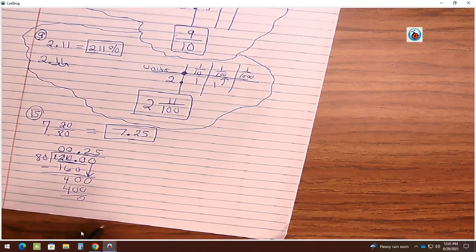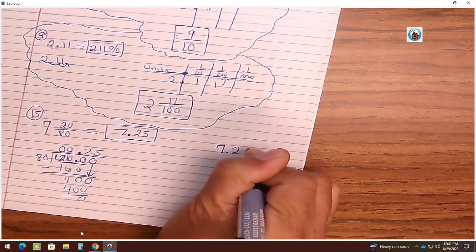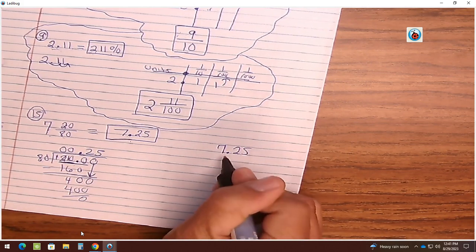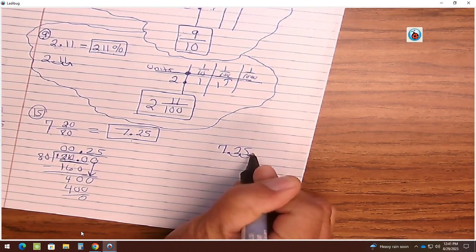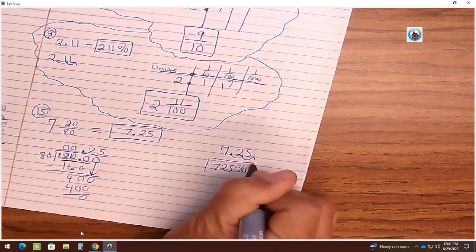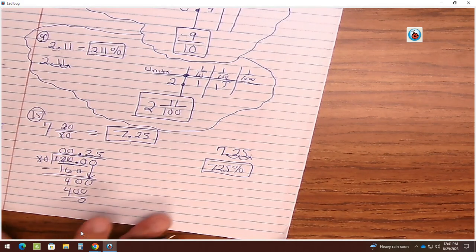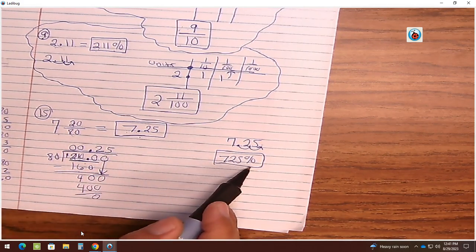Now I also want 80%. So now you have a decimal now. So we're going to put the decimal, and we're going to put it in percent. To go to percent, 1, 2 to the right. So it'll be 725%. That'll be the answer. So the decimal is 7.25. The percent will be 725%.